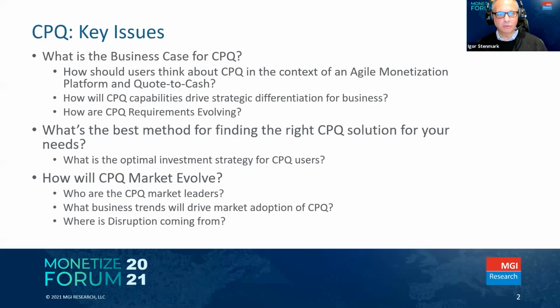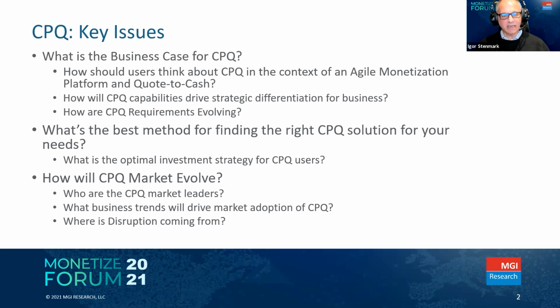So to put a lens to CPQ, let's start with some key issues. We're really going to focus on three major questions here. What is a business case with CPQ? How should users think about it in the context of both monetization and quote to cash? How can capabilities within CPQ drive strategic differentiation for your business, and how are the requirements changing? And where are the opportunities, for example, for innovation? So what are the best methods for finding the right solution for your company? And how should you think about investment in this area?